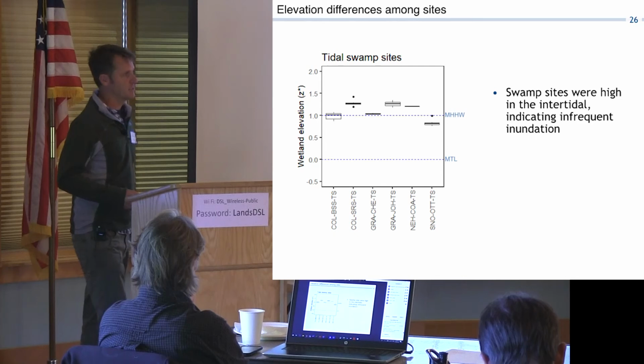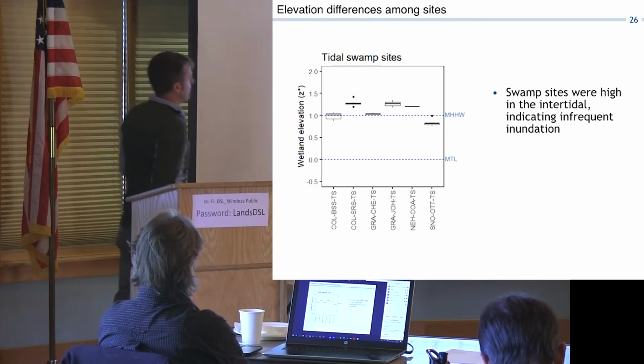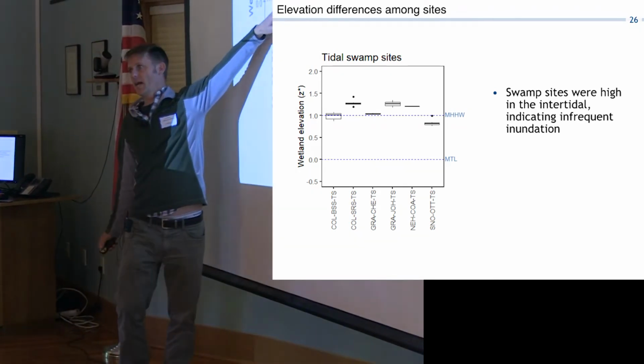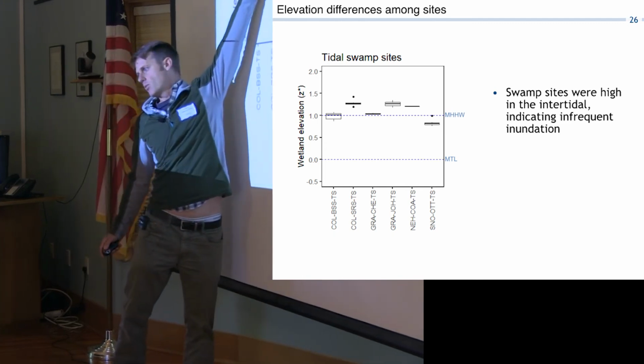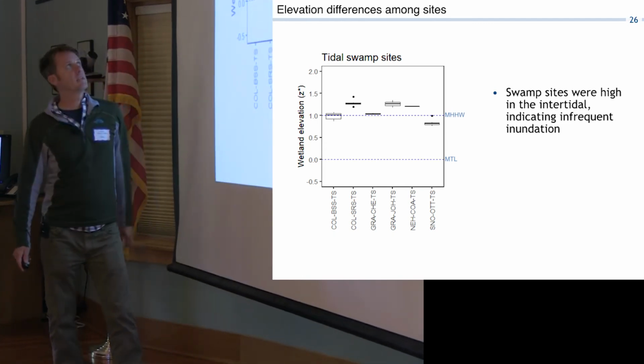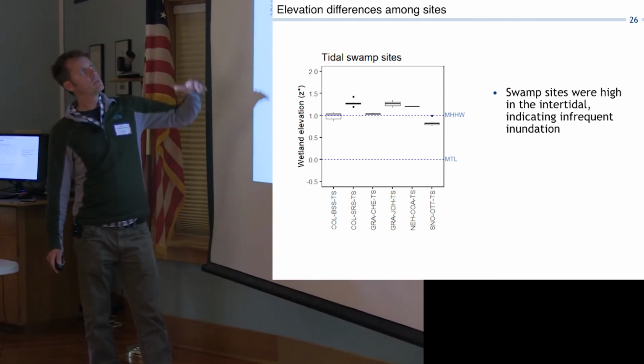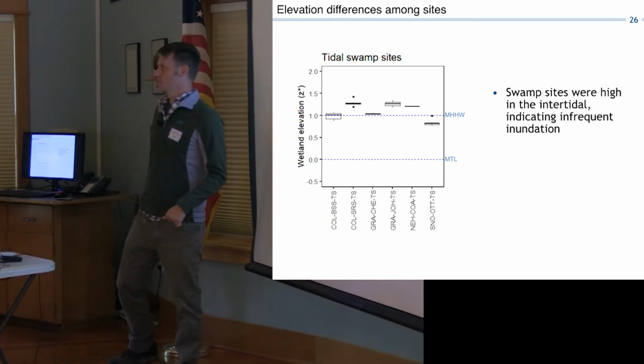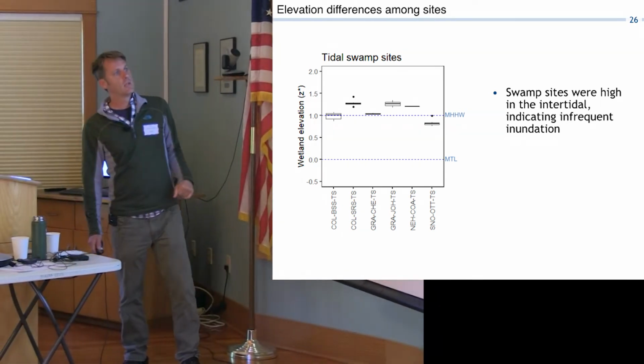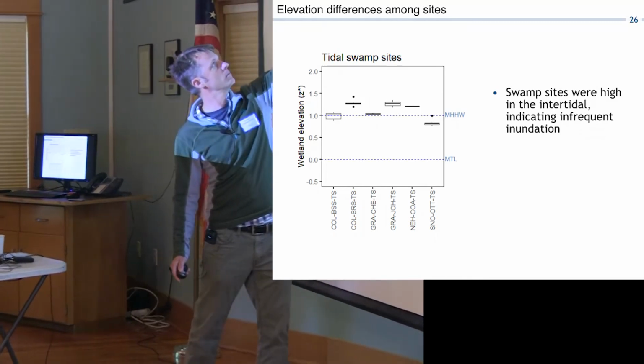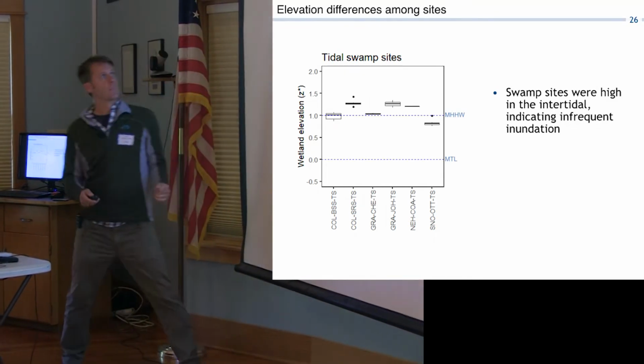And these are the elevations of the tidal swamps. Again, this is mean tide level, flooded about half the time. Mean high water is flooded maybe 8 to 12% of the time. And the majority of the tidal swamp sites were slightly above mean high water. The Otter Island one was a little bit lower down.